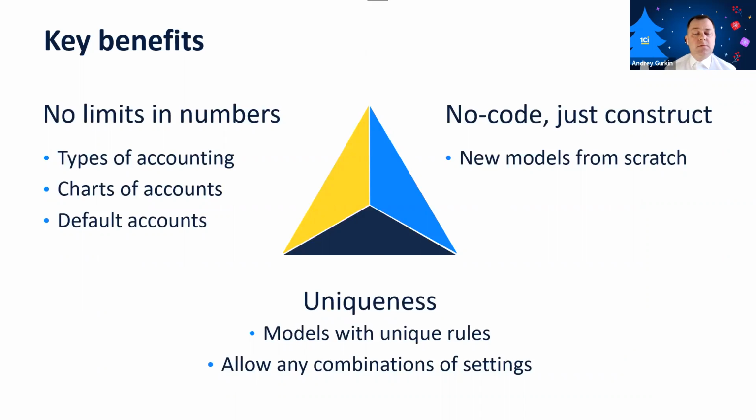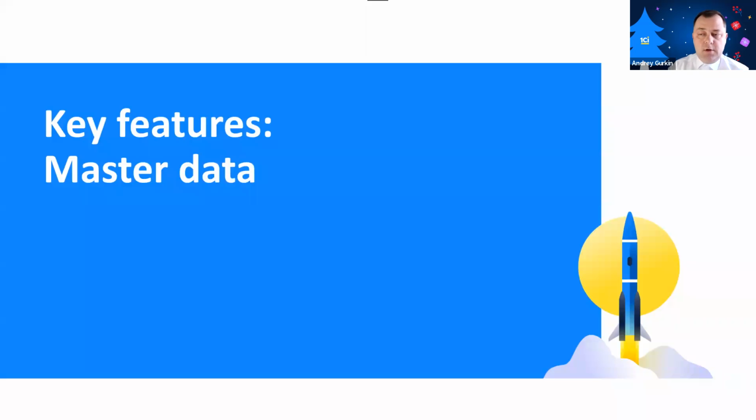More benefits. From this particular moment, we don't have any limits in numbers. It doesn't matter how many types of accounting we want to add, or how many charts of accounts. We can just construct the new models from scratch. That means no code anymore, and we can create such unique models with unique rules, which allow any combinations of settings. We will see it in a more detailed way.